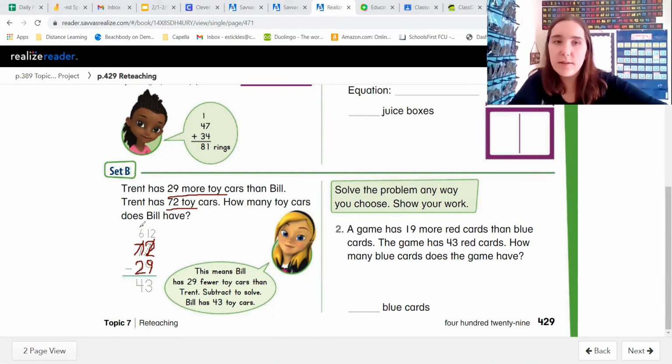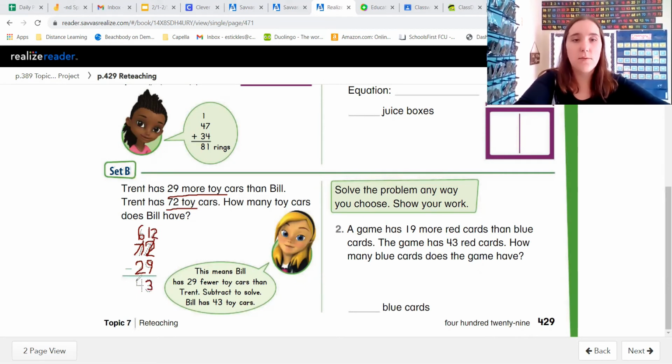So instead of 7 tens, I have 6, and instead of 2 ones, I have 12 ones. 12 minus 9 equals 3, and 6 tens minus 2 tens equals 4 tens. So that means Bill has 29 fewer toy cars than Trent. Bill has 43 toy cars. Let's look at number 2 and solve it.